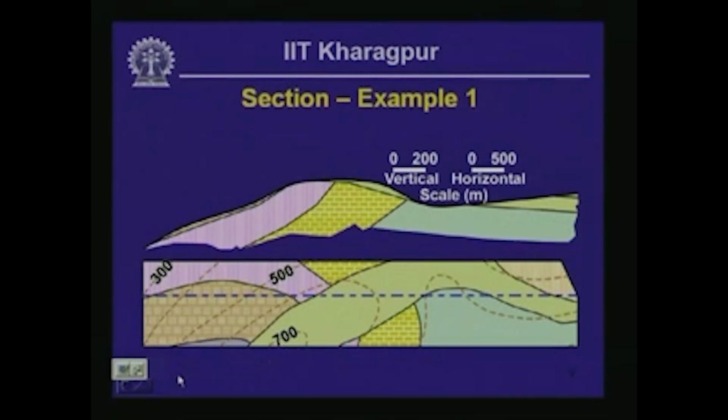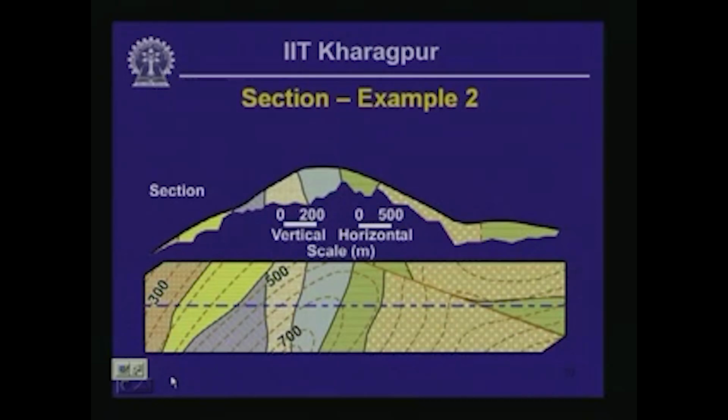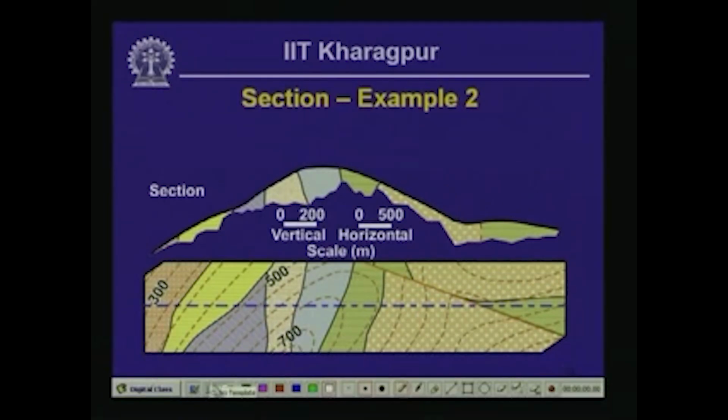Then in the second example we have this geologic map, the one that is shown at the bottom. So this is our geologic map of the second example, and the section is shown up above. This is the geologic section that we are going to prepare in the next little bit.